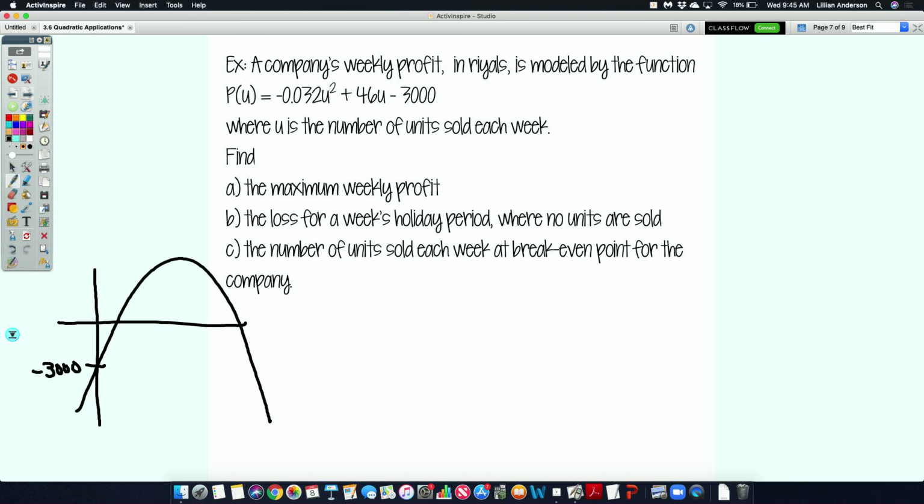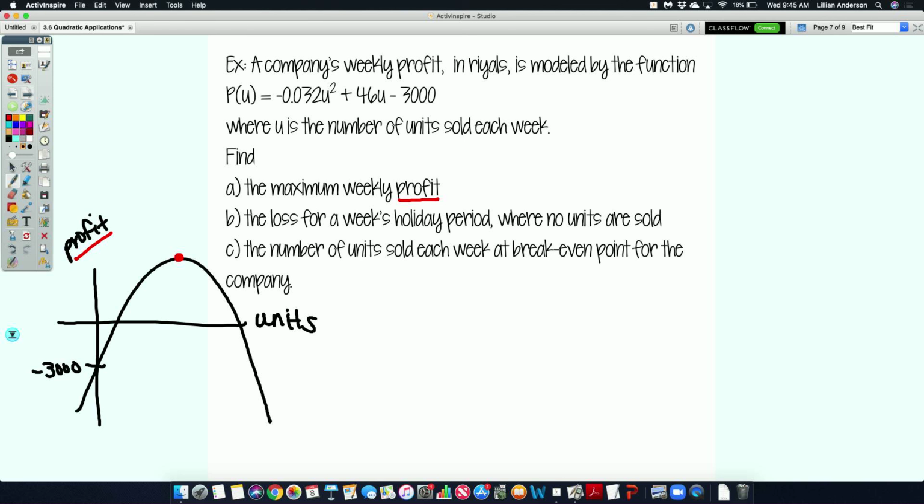And when it asks us to find the maximum weekly profit, what am I looking for? What part of my parabola am I looking for? The vertex. What part of the vertex? Y. Because it's asking for weekly profit, and profit is your y-axis.